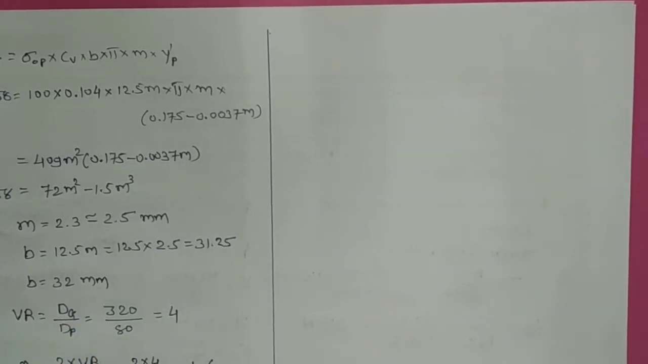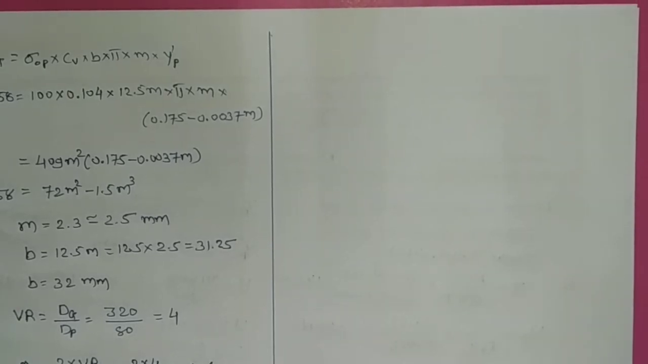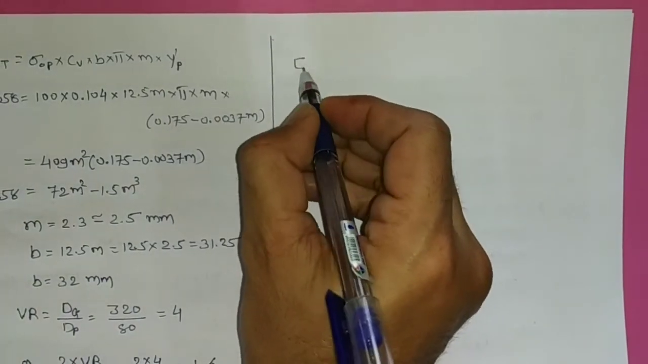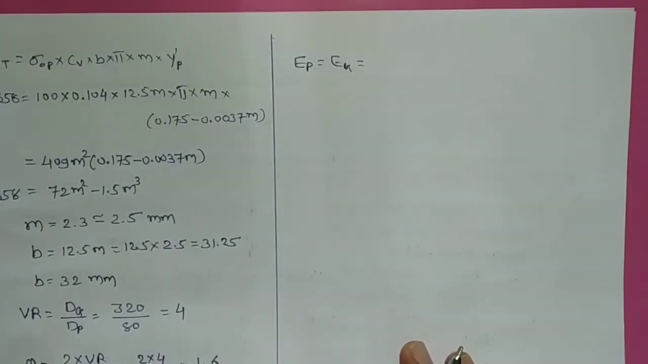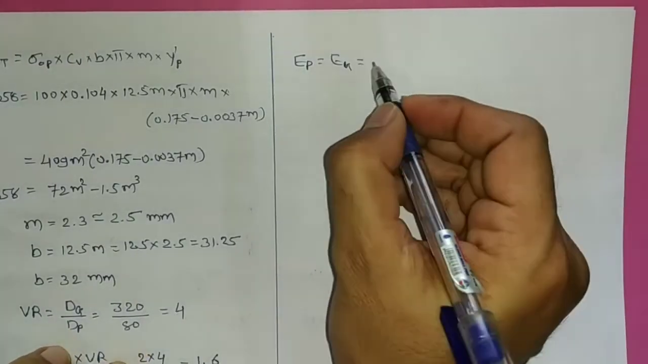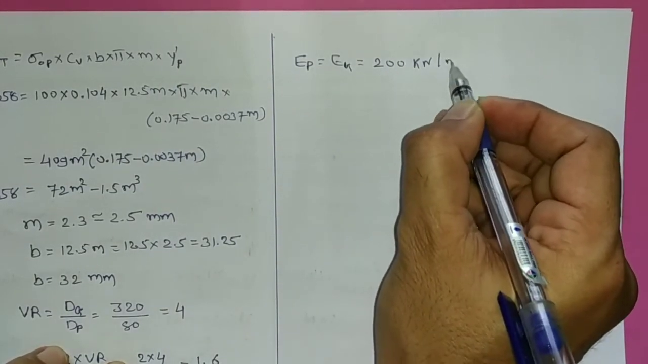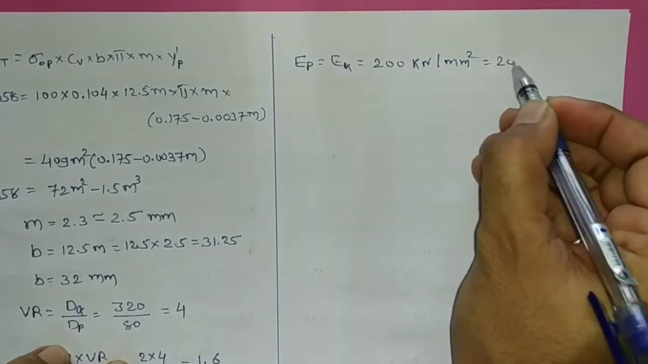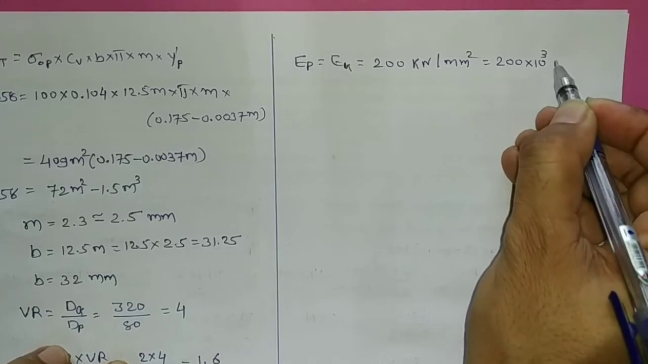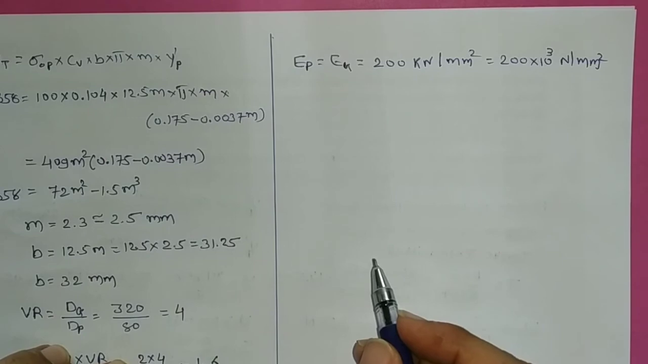Since both the gears are made of the same material, that is cast steel, take the value of EP and EG, that is, the Young's modulus of pinion is equal to the Young's modulus of gear. So EP and EG is equal to 200 kilonewton per mm square for steel, so it is equal to 200 into 10 raised to 3 Newton per mm square. Okay, Young's modulus for pinion and gear material.